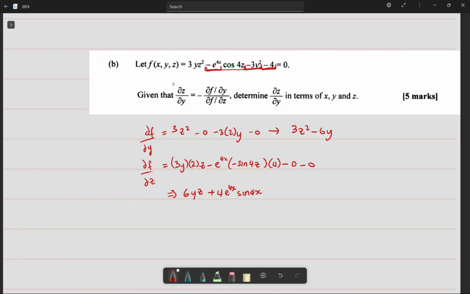So now they said they want this part, which is z with respect to y. So this z with respect to y is going to be negative of what we calculated first. So that's 3z minus 6y upon 6yz plus 4e to the 4x sine 4x.